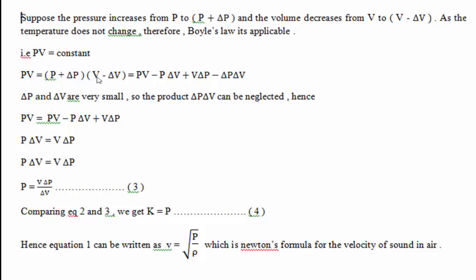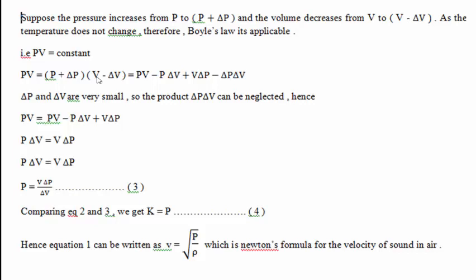You can simplify it, then in the last, equation number 3, you get K is equal to V delta P whole divided by delta V. This is your equation number 3. Once you compare equation 2 and 3, in place of K we have to write capital P, or in place of P we have to write K.